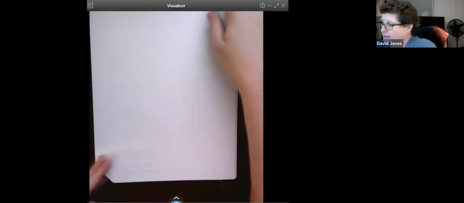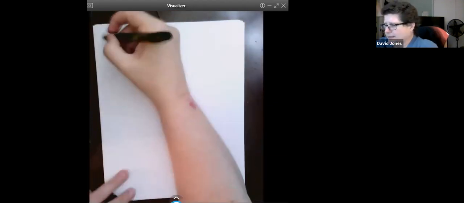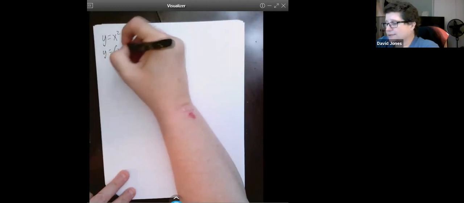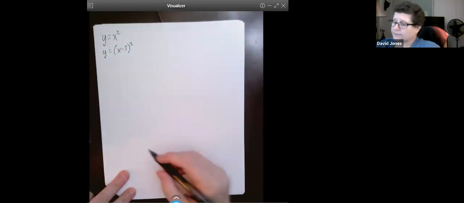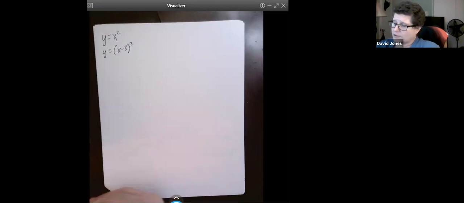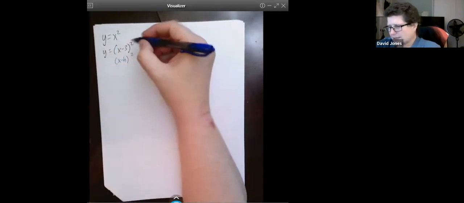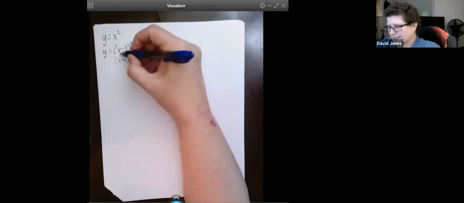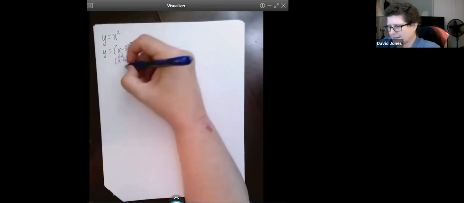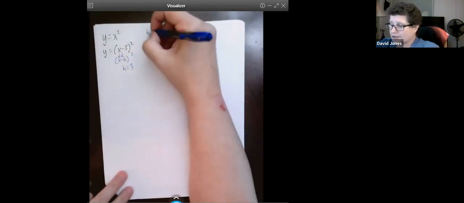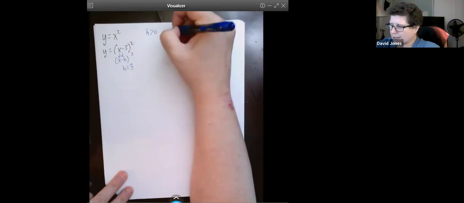Let's take a look at h now. We'll do the same idea with h. We're going to do y equals x squared again, and then I'm going to do y equals (x minus 3) squared. So if I make this look like x minus h, then the x matches up, the minus matches up, which means h has got to equal 3. This means h is greater than 0. We're going to move right 3 units.